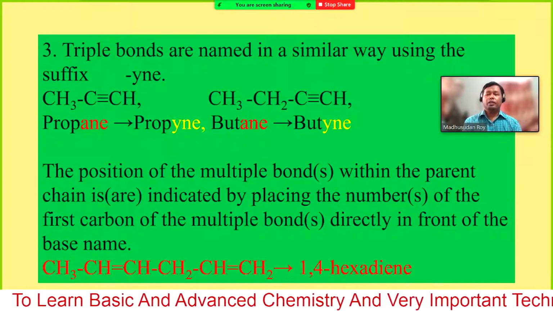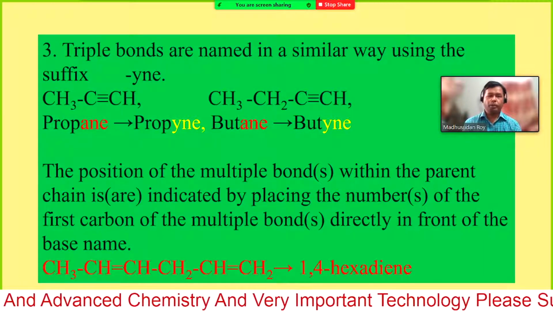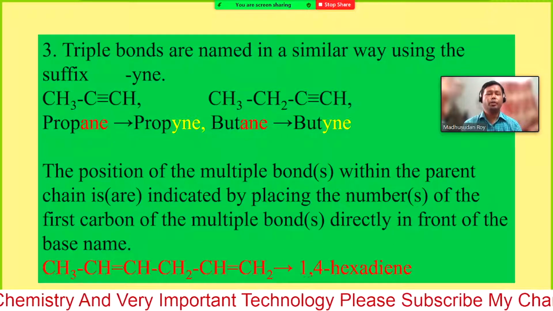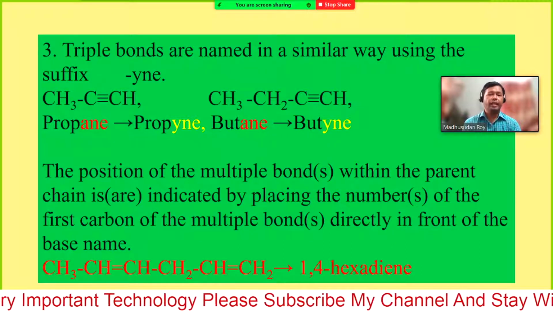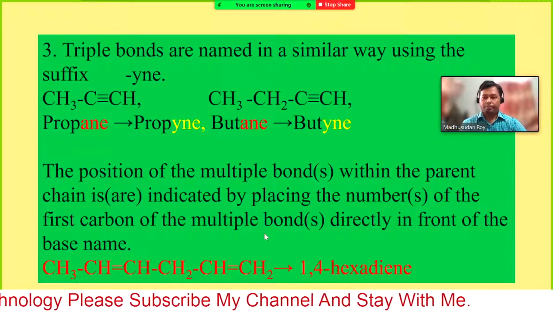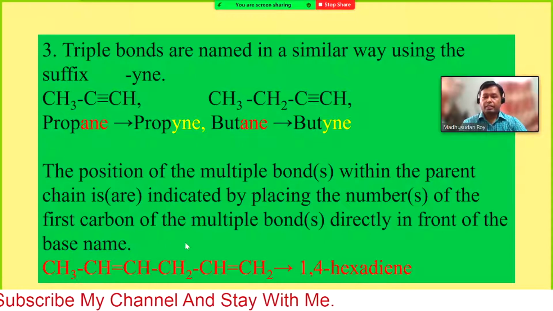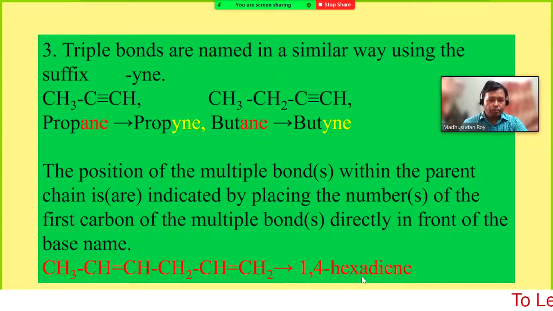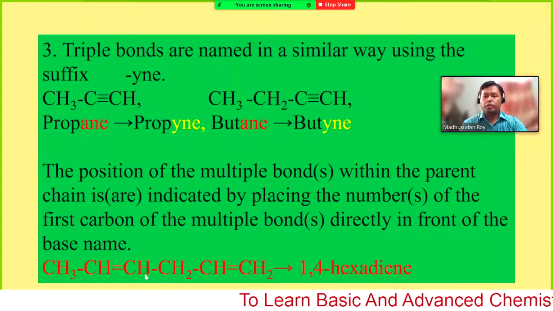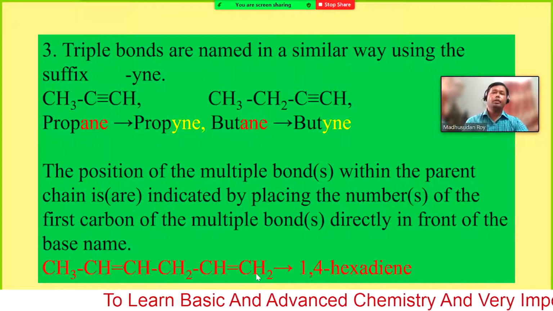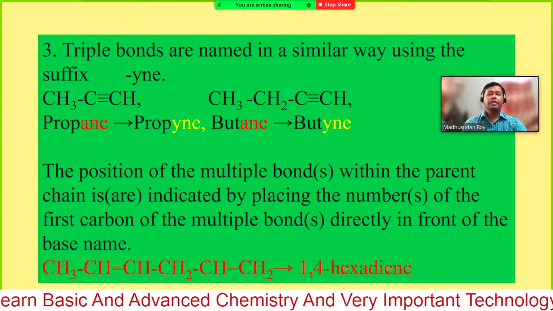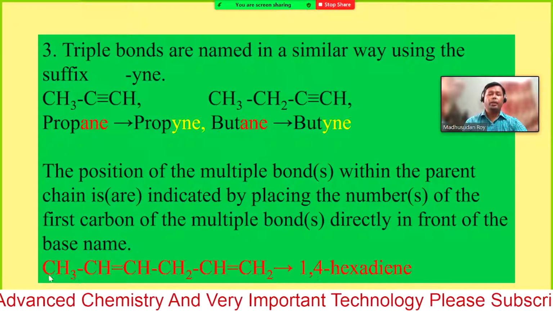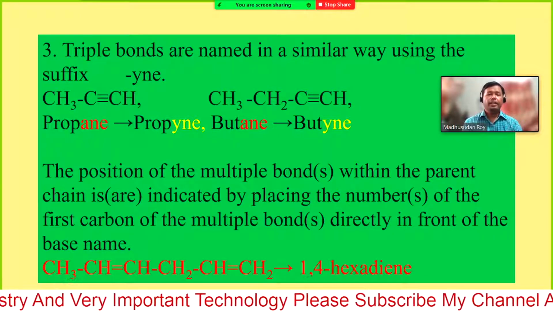But if you have 2 or 3 multiple bonds in a single compound, in that case you must mention the positions with commas and then put the name of the parent compound, placing the first carbon of the multiple bonds directly in front of the base name. So you have the base name, this is hexane. If you have 6 carbons, 1 2 3 4 5 6, then the name of the alkane is hexane. So if you have a double bond, that should be hexene.